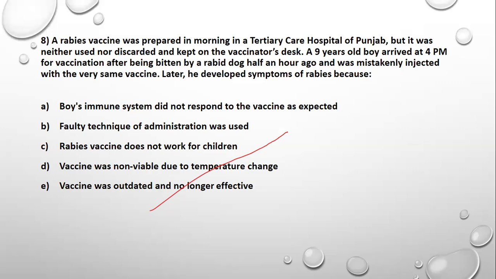B, faulty technique of administration was used. C, rabies vaccine does not work for children. D, vaccine was non-viable due to temperature change. Or E, vaccine was outdated and no longer effective. The correct answer is D, vaccine was non-viable due to temperature change.